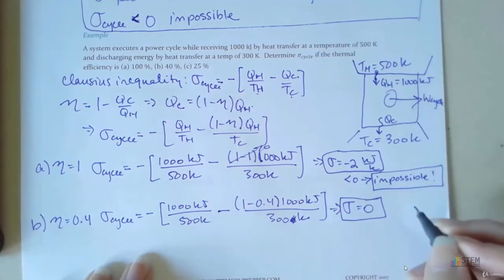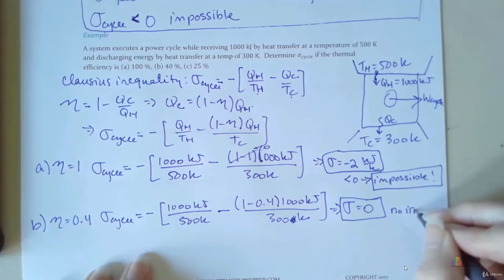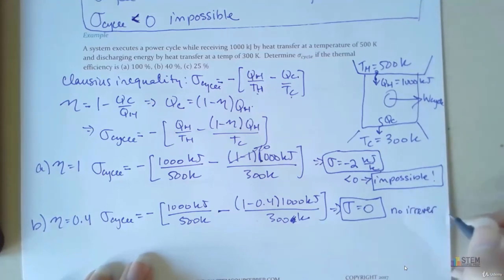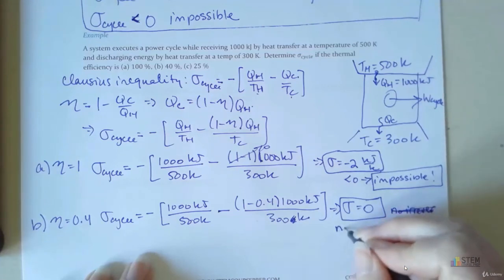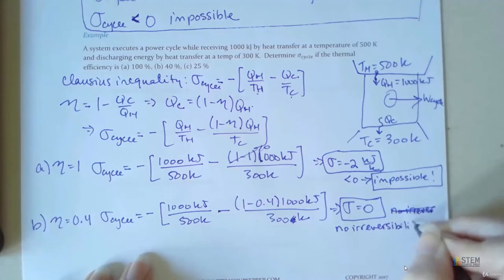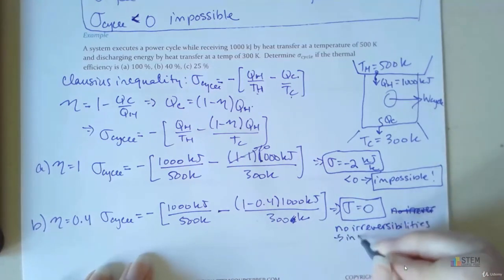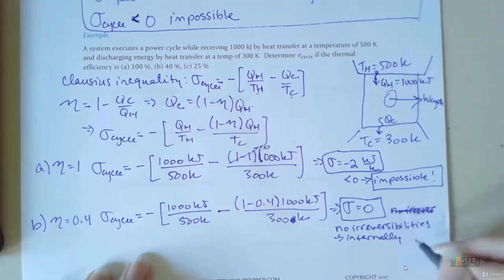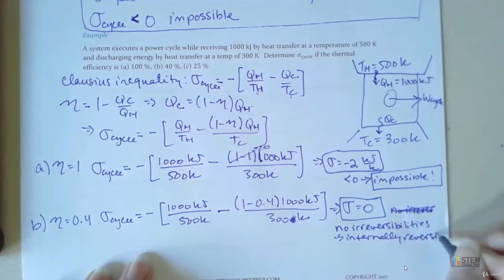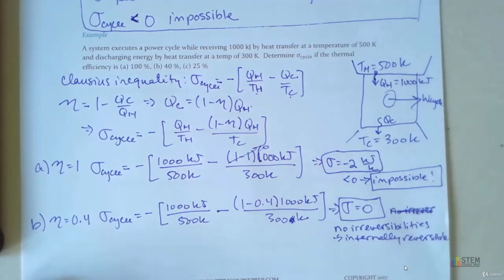Now if we get a 0, that means no irreversibilities. Let me write this down here, I'm out of room. So there's no irreversibilities, that means it's internally reversible. Okay, so if it's internally reversible, we're going to get that 40%.